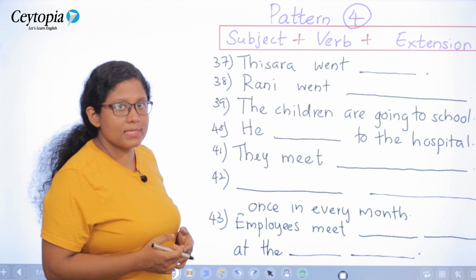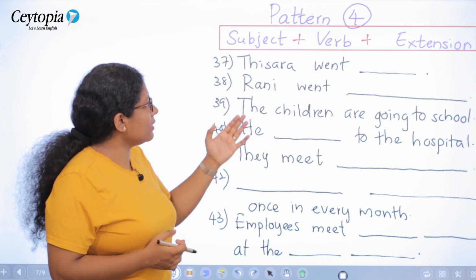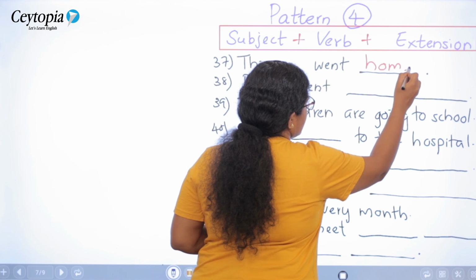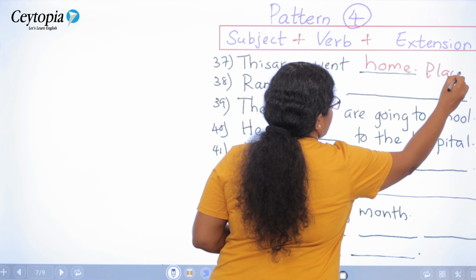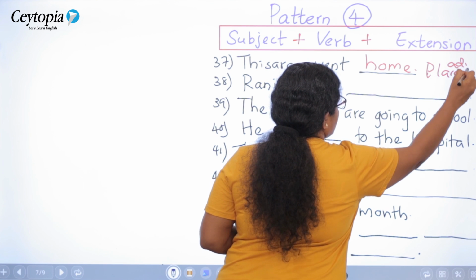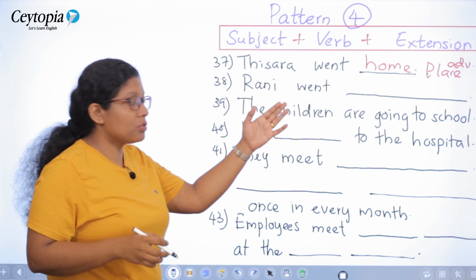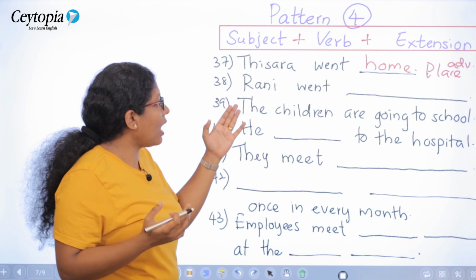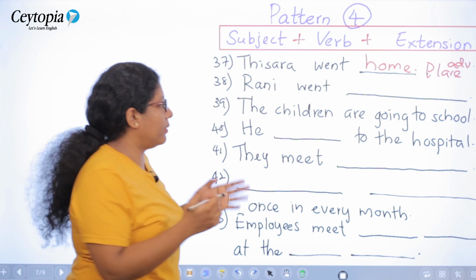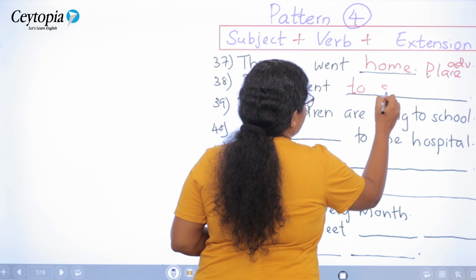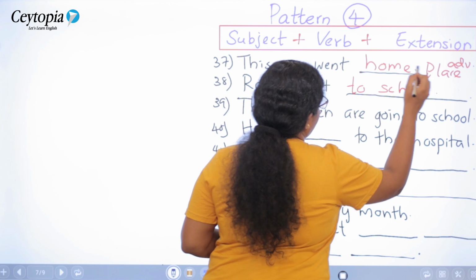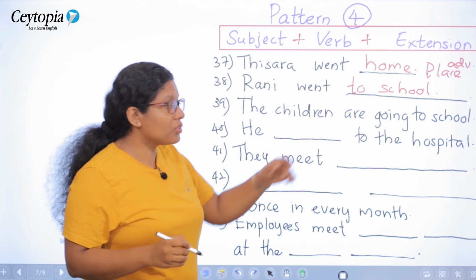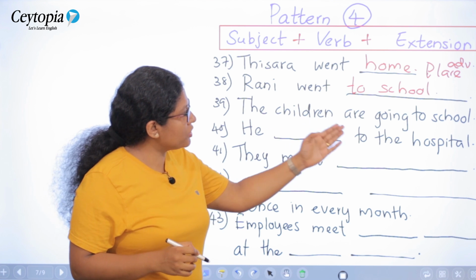Let's take a look at the example 1. Tisara went home. Let's say home. So this is a place adverb. It gives information about the place. So we call them place adverbs. Tisara went home. Rani went to school. Again you have a place adverb, and this time you have a preposition to help you. Rani went to school.